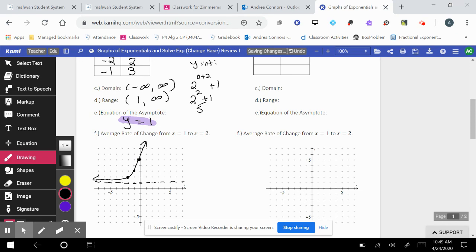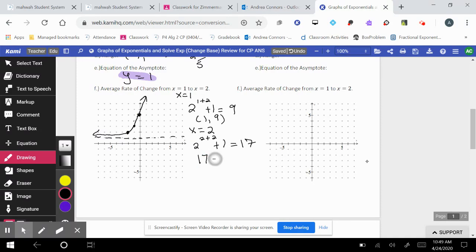And your average rate of change, if I plug in 1, it'd be x equals 1. So 2 to the 1 plus 2 plus 1, that would be 9. So your first point is (1, 9). And then if I plug in 2, I get 2 to the 2 plus 2 plus 1, which would be 16 plus 1, which is 17. And then I just do average rate of change, which is slope. So 17 minus 9 all over 2 minus 1. 17 minus 9, which would be 8, all over 1. So your average rate of change would be 8.